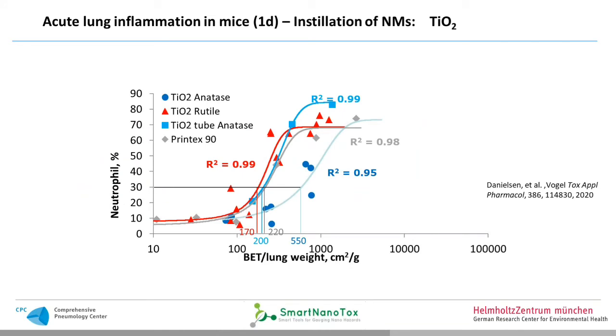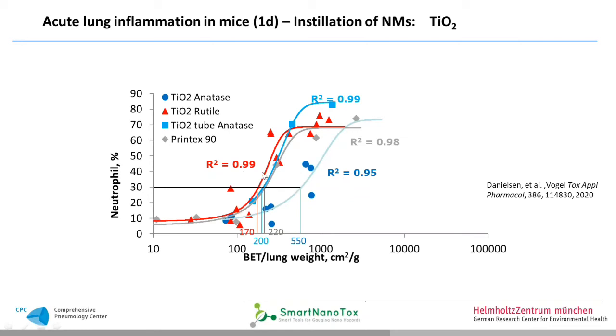Here we highlight the titanium dioxide materials, which we have like 16 or 17 of. We have the anatase, which are these blue ones, and then we have the rutiles, which are the red ones here. The red ones go very nicely with the gray ones, which is Printex. Anatase has a somewhat lower acute inflammatory efficacy. And then there's the anatase tubes, which basically mingle with the rutile titanium dioxide.